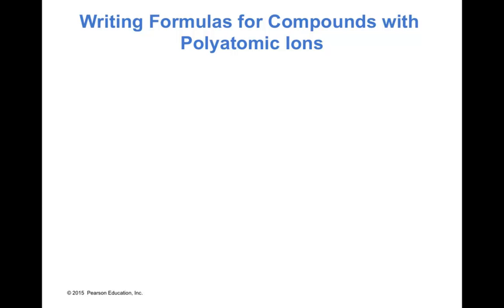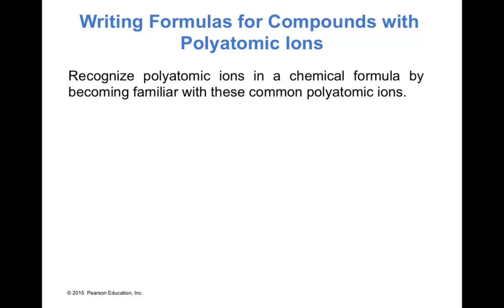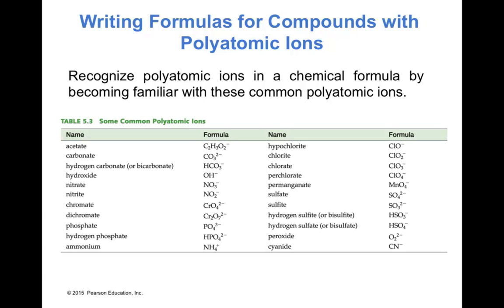Writing formulas for compounds with polyatomic ions. Recognize the polyatomic ions in a chemical formula by becoming familiar with these common polyatomic ions. We're going to have here a table with different polyatomic ions that we're going to use during this semester and also the next course. Some common polyatomic ions: acetate, carbonate, nitrate, nitrite, chromate, perchlorate, sulfite.